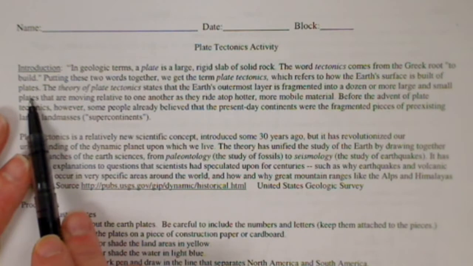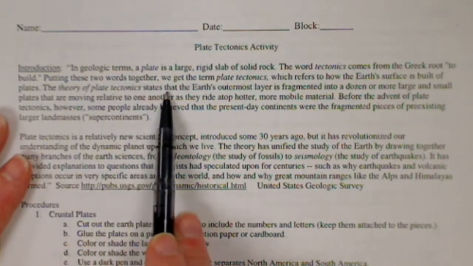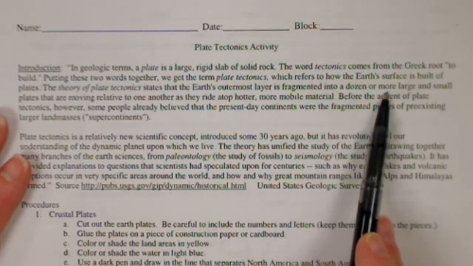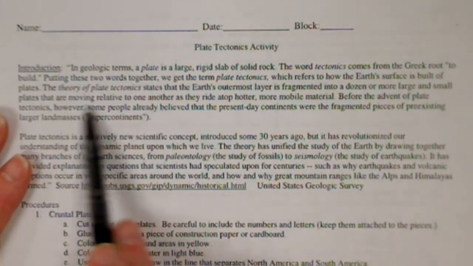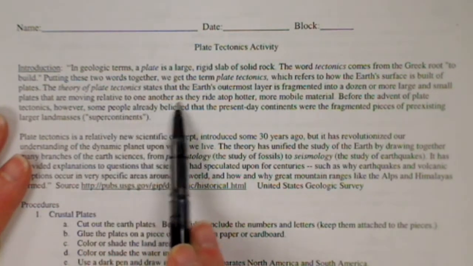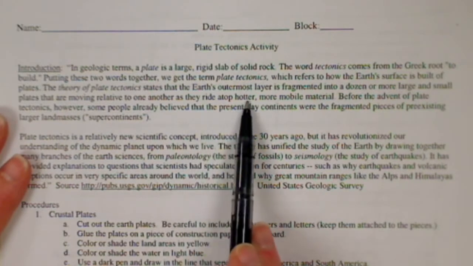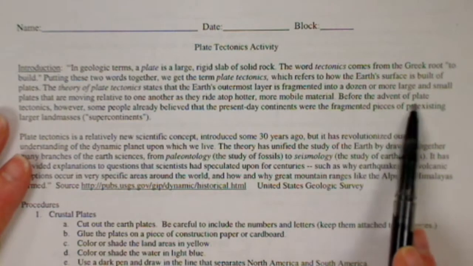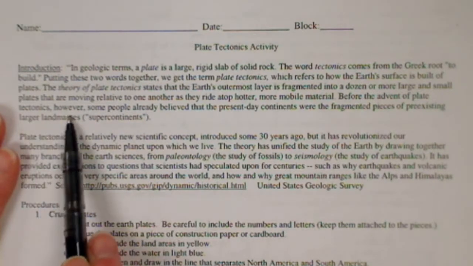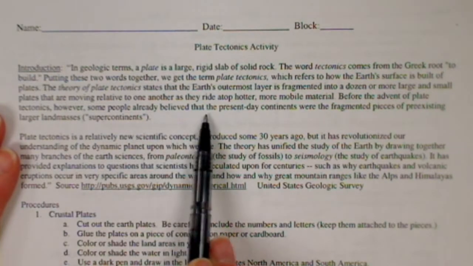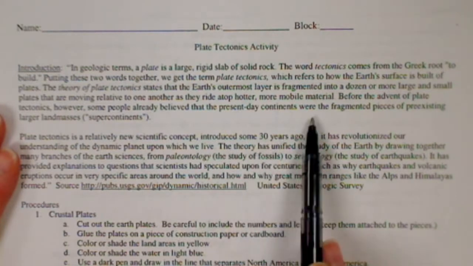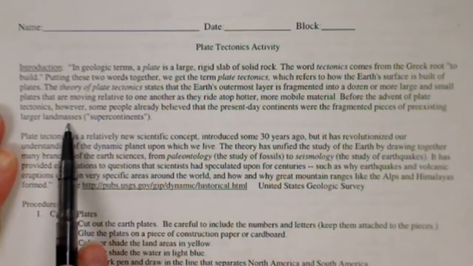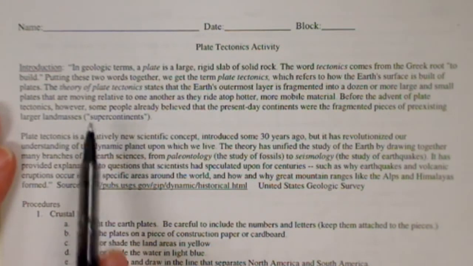of plates. The theory of plate tectonics states that the Earth's outermost layer is fragmented into a dozen or more large and small plates that are moving relative to one another as they ride atop hotter, more mobile material. Before the advent of plate tectonics, however, some people already believed that the present-day continents were the fragmented pieces of pre-existing larger land masses or supercontinents.